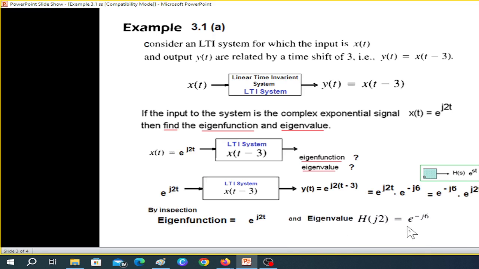And the eigenvalue is, now instead of H(s), we'll call it H(j2). Why j2? Because this signal, instead of e^st, has e^(j2t). That means s is j2. So this will be H(j2). And this value, e raised to the power minus j6, is the eigenvalue. This is the first part.